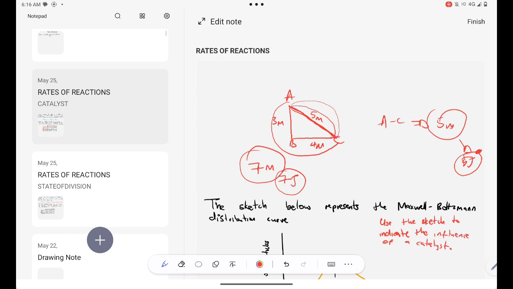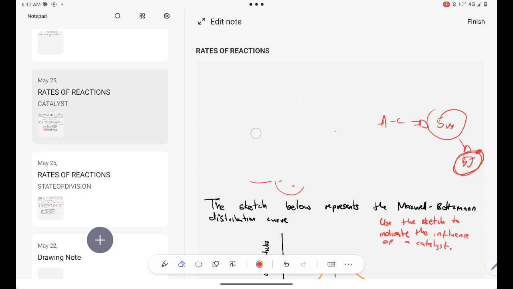Without a catalyst, you are going to move to position B first and then go to position C, traveling a total distance of 7 meters and needing 7 joules. But with the aid of a catalyst, we are just traveling from A to C in a straight line. We will only travel 5 meters, and hence we'll need the lowest amount of energy required to travel those 5 meters. So the addition of a catalyst just finds an alternative path with a lower activation energy, or you can simply say it lowers the activation energy of the reaction. So that's what a catalyst does.